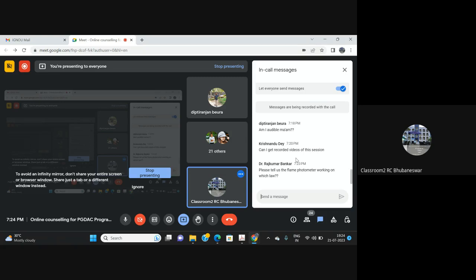Krishnendu Dey asks, can I get recorded videos of this session? I don't have any idea, because the recorded videos and the access to this classroom at RC Bhubaneswar is available to me only for the class. I am not entitled, or I have not got any permission, to share the recorded videos. You can consult RC Bhubaneswar.